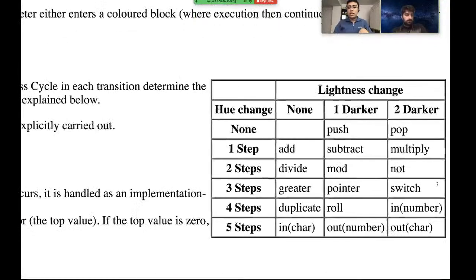Yeah, there we go. So based off of the lightness change and the hue change, we can determine what instruction to run. Do you know how to calculate things like the lightness change and the hue change? No, I guess that's something we have to learn. What do we mean by one step, two step, or one darker and two darker? Basically, if the color from codel 1 to codel 2 gets one darker and one step in hue change, then we're going to run a subtract operation. I don't know what exactly darker or step means. I guess we're going to have to figure that out.